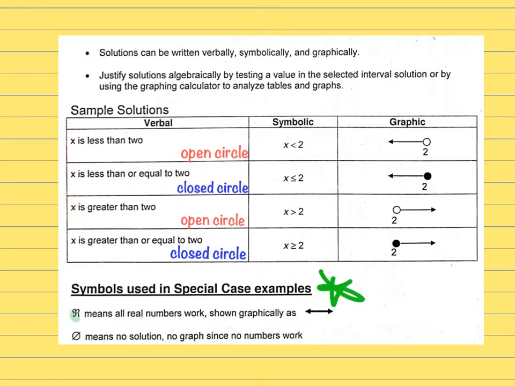Another thing that you need to know is that at the very bottom, remember we said this letter R, that stands for real numbers. And sometimes there's a solution where all real numbers work. And so our graph would just be this bold line with arrows going in both directions. Then a circle with no line through it means there's no solution, and you would have no graph because there's not a number that makes it true.